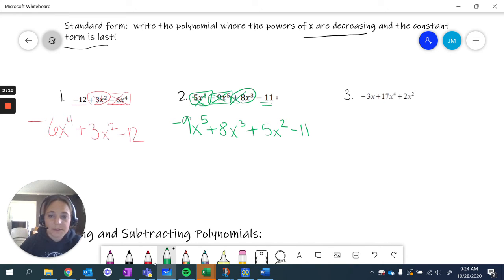The degree is 5 because that is the highest exponent. The leading coefficient is -9, and it has 4 terms. Okay, our last example here.